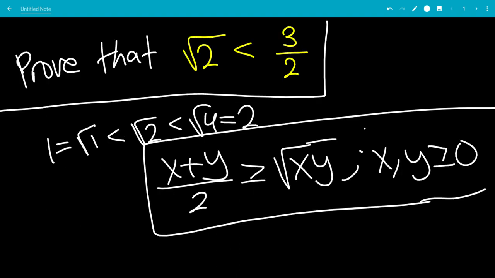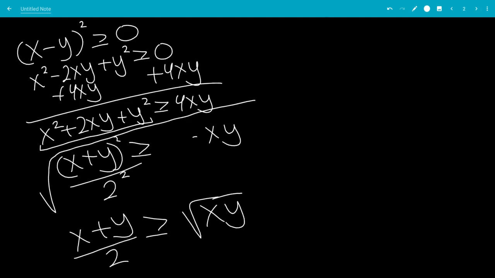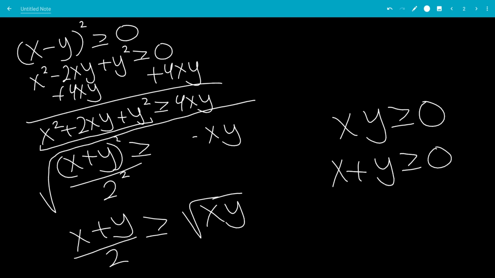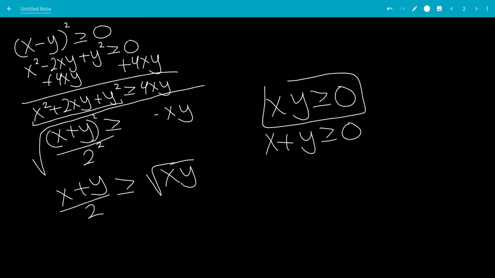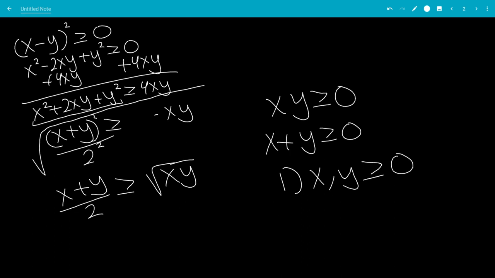So why the condition that x and y have to be bigger than or equal to 0? This is a square root, which means that the inside is bigger than or equal to 0. And also, because a square root by itself is bigger than or equal to 0, that means (x plus y)/2 is bigger than or equal to 0, so x plus y is bigger than or equal to 0. For xy being bigger than or equal to 0, you have two cases. Case 1, x and y are both bigger than 0, or case 2, they are both less than 0.